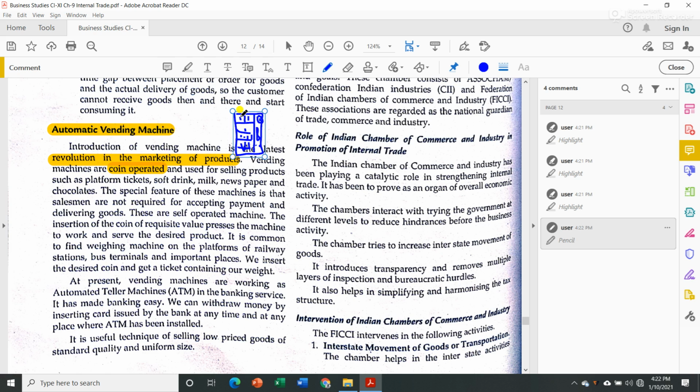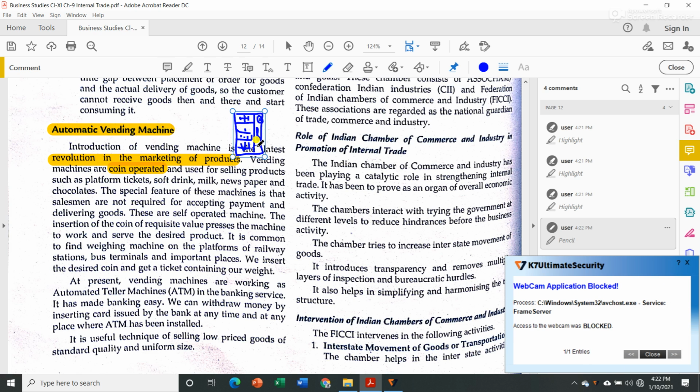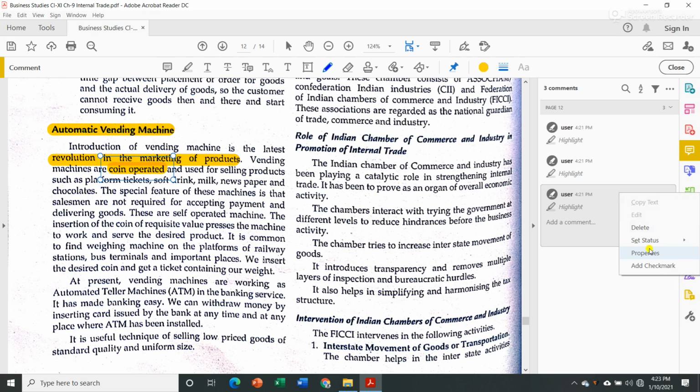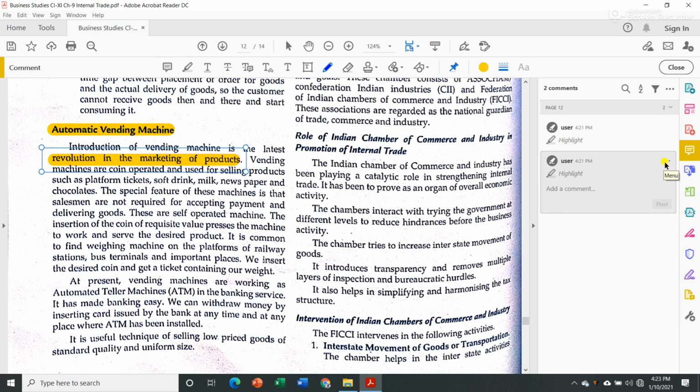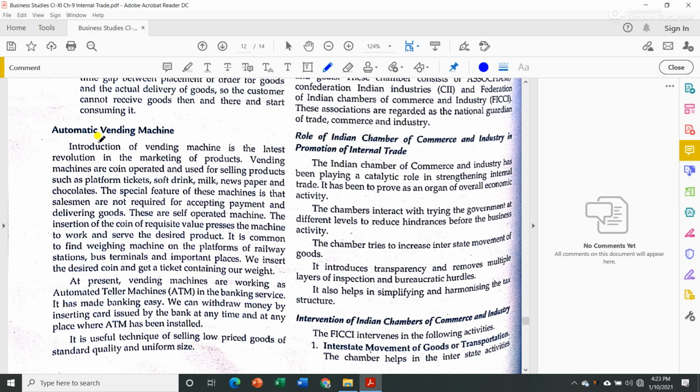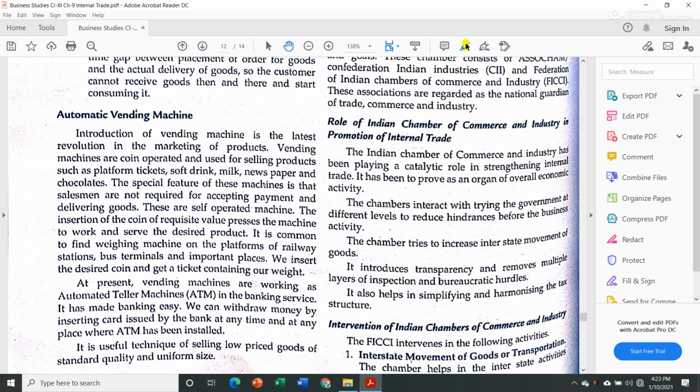Suppose if you want cold drinks from this row, then at that time you can just select this row and your cold drink will be available in here after putting the money. Okay, now this is what according to me is vending machine. You can see in Google what are different types of vending machine, but that is not the main point. The main point is to understand what is meant by automatic vending machine.